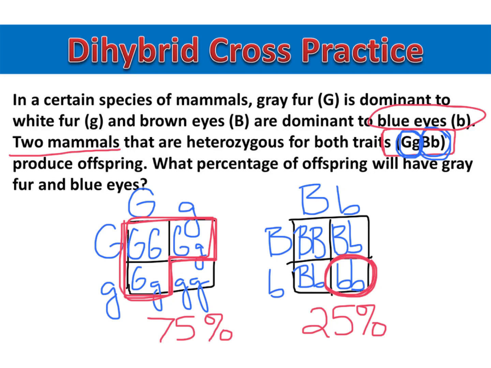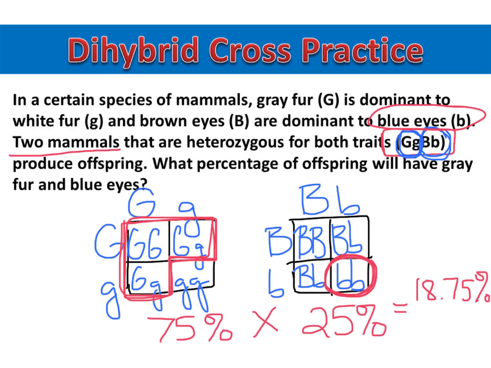And so 75% and 25%. Whenever you have a dihybrid cross, you always have to remember that you multiply the answer from each Punnett square. And so 75% times 25%, and when you put that in your calculator, you'll probably want to type in 0.75 times 0.25, and what you'll get is 18.75%.